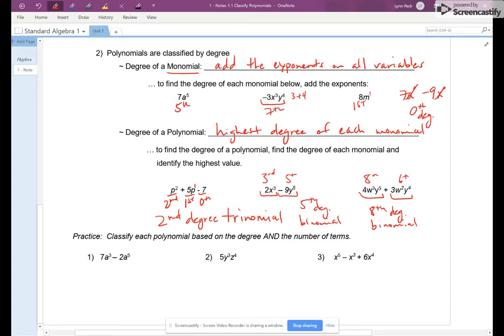All right, I want you to pause now and do the 3 practice problems on the bottom of your page. When you finish them, unpause the video and check your work with the key and finish the video.